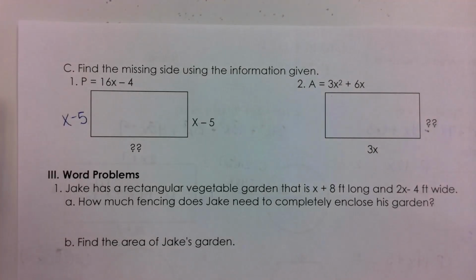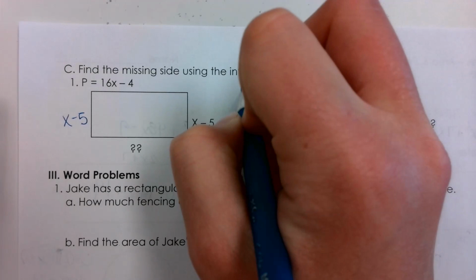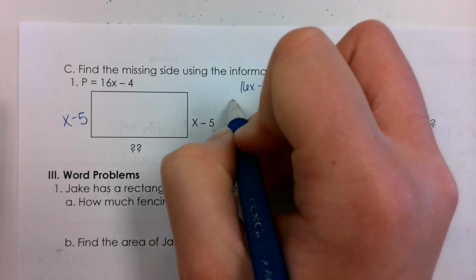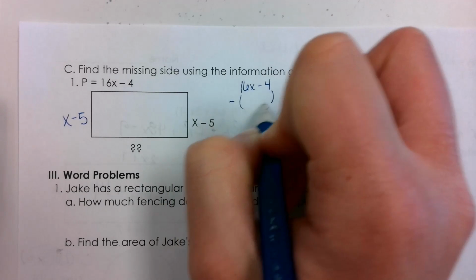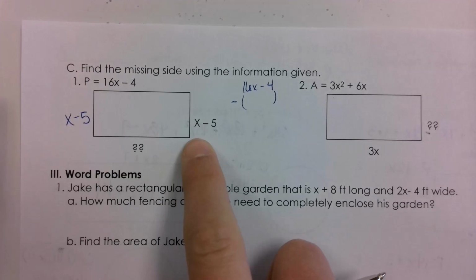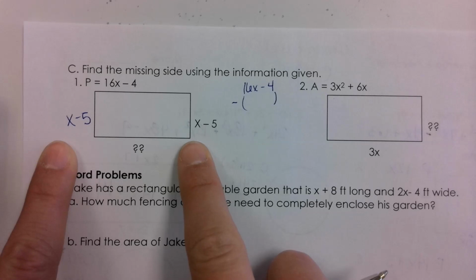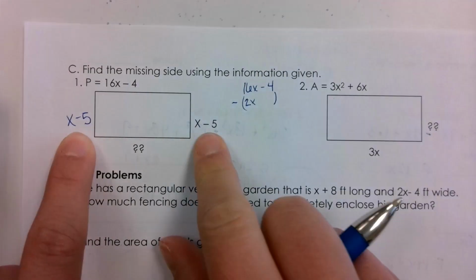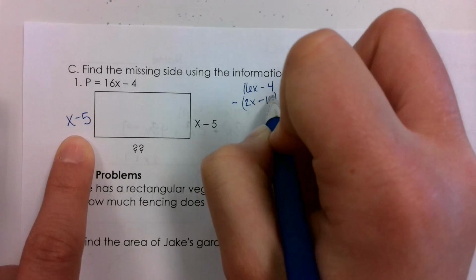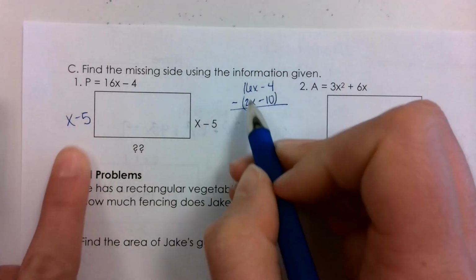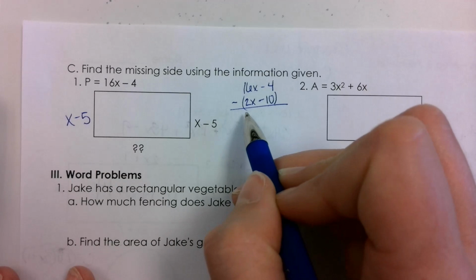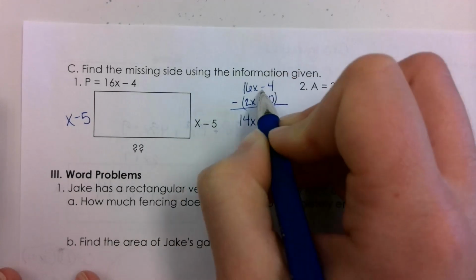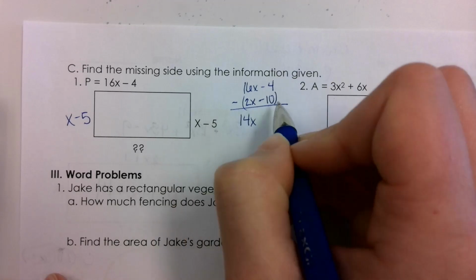So then we're going to take our perimeter, which is 16x minus 4, and we're going to subtract the two sides that we do have. So when we add these two sides together, combine your like terms. So x plus x gives you 2x, and negative 5 is going to be minus 10. So what is 16x minus 2x? 14x. And what is negative 4 minus negative 10?